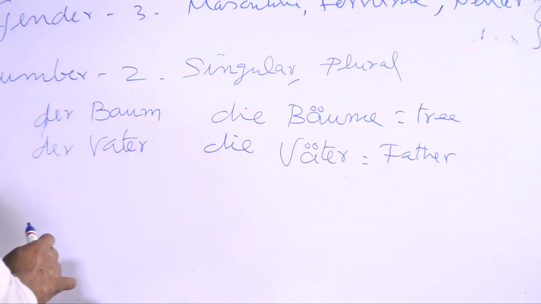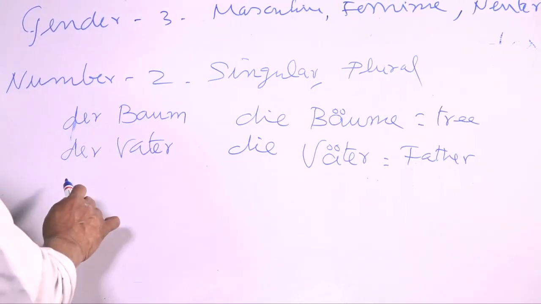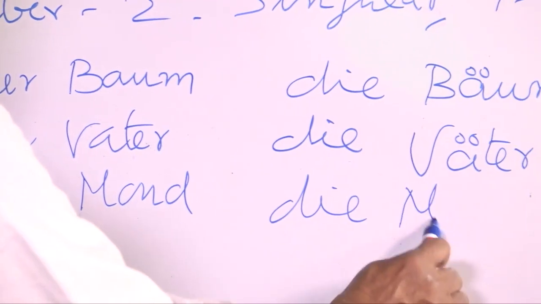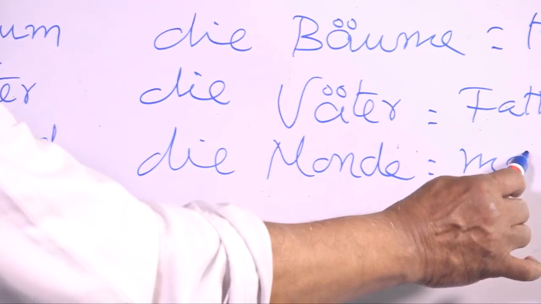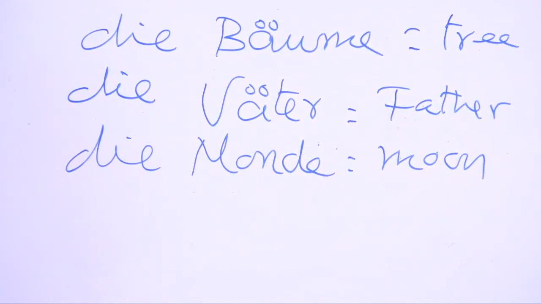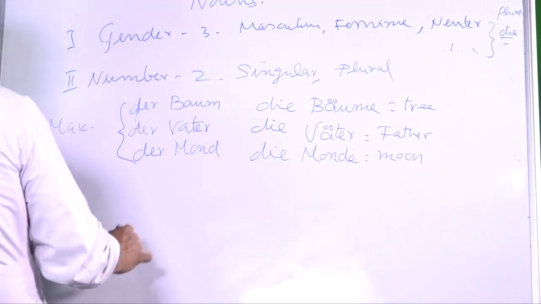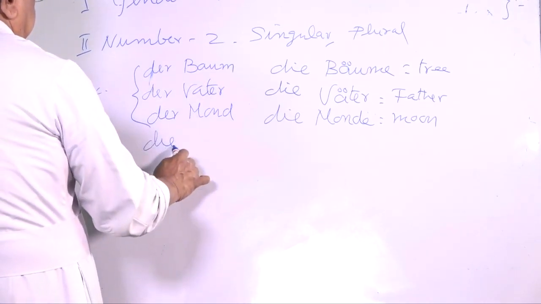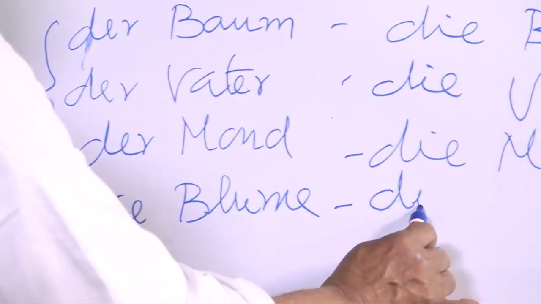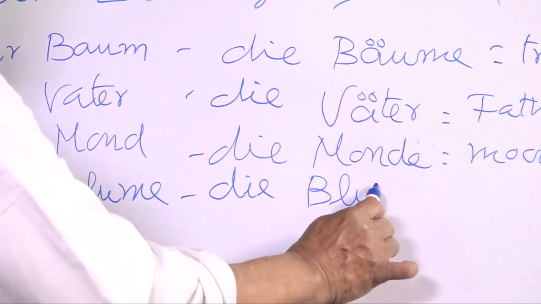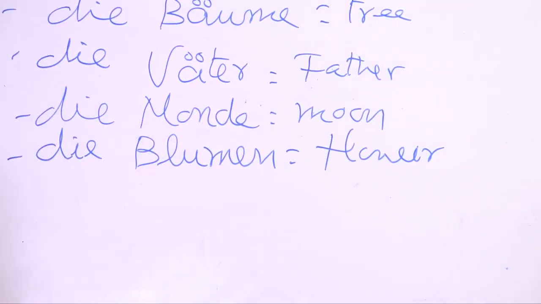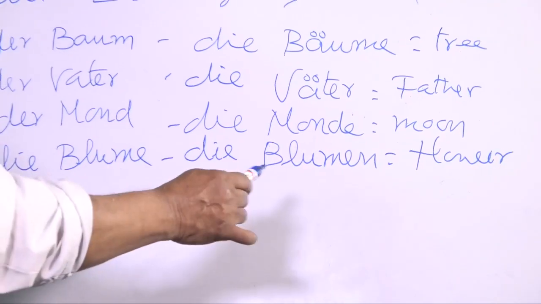Father and mother, these are masculine. Der Mond, die Monde. Moon. Then feminine, die Blume. Plural is Blumen, and it is flower. Flower. Die Blume, die Blumen.